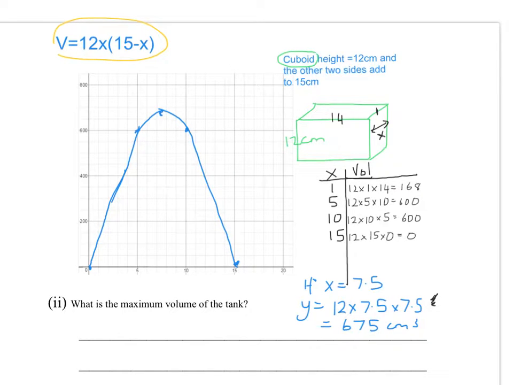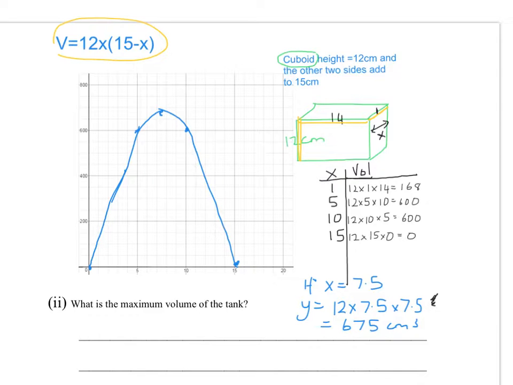And we're told the height of the cuboid is 12 centimetres. And the other two sides add to 15. So this top length, for example, if that's 14, then the side width must be 1. So again, we've got to make a table. In this table, the various widths of my cuboid. 12 stays the same, it's always 12 high. But the length and the width, here I've used 14 and 1, they are going to always be adding up to 15 centimetres. So my volume is my height times my length times my width.